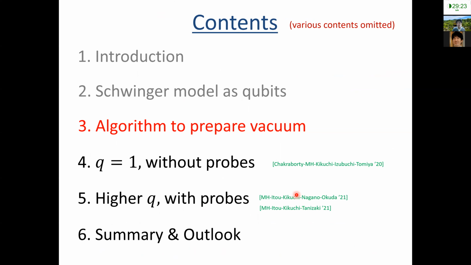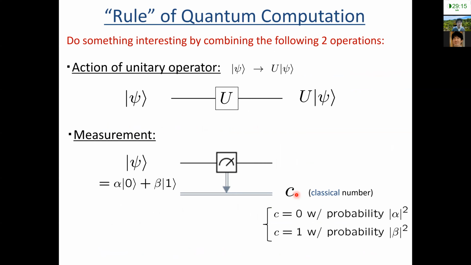Next, I'll explain how to prepare the ground state of this system. Before that, let me briefly explain the idea of quantum computation. To me, the rule of quantum computation is as follows. There are two important operations in quantum computation. One is the action of a unitary operator. We are going from left to right.